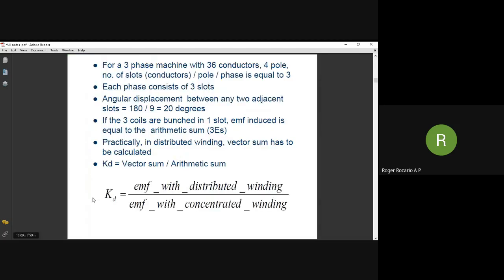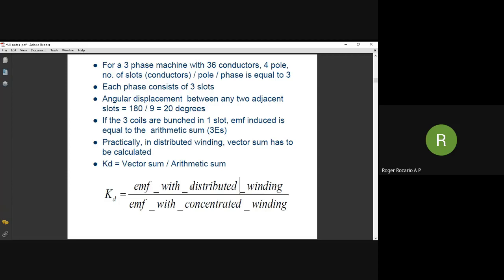So what is KD? KD is the ratio of the EMF induced if the winding is distributed to the EMF induced if the winding is concentrated. Concentrated means all the windings are bunched and placed in the first slot only. Then the EMF induced in all the coils will be the same. Since we are distributing the windings over the slots, the EMF will be different because of the displacement of the slots.